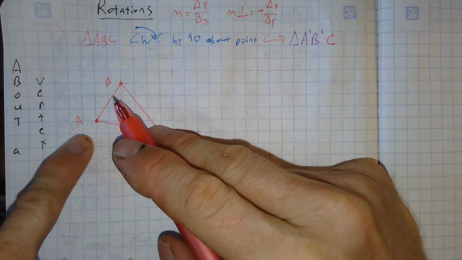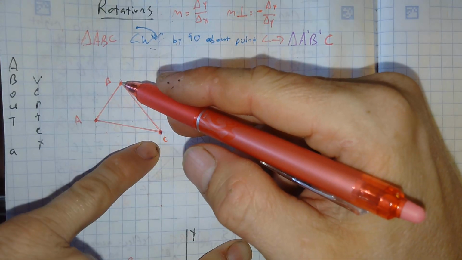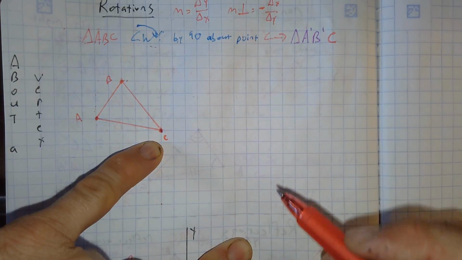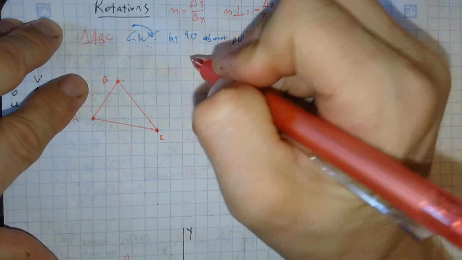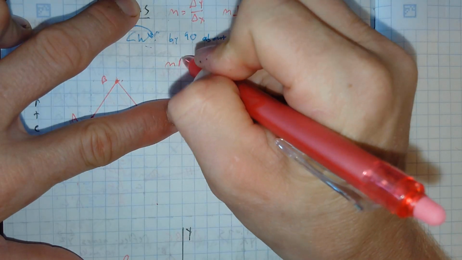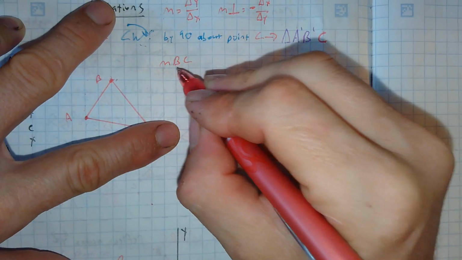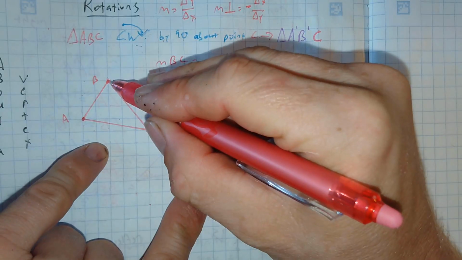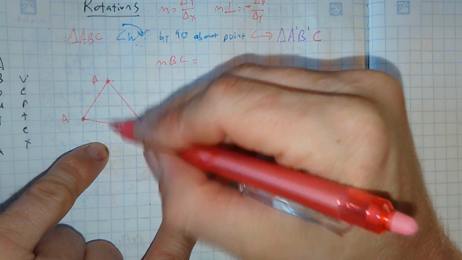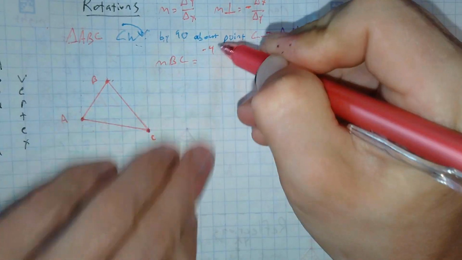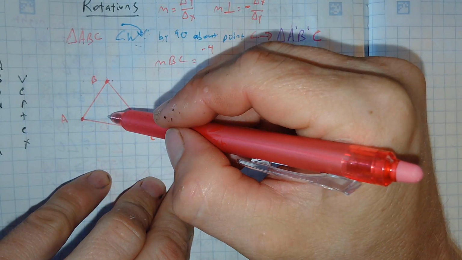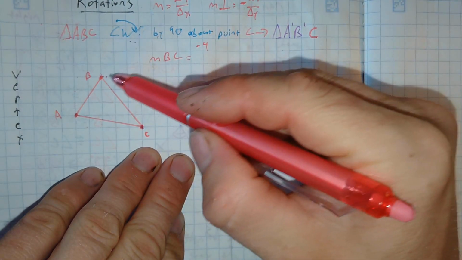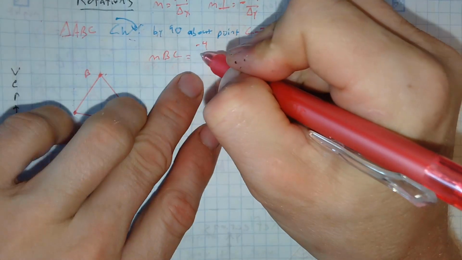I'm going to rotate this clockwise. I want to find a line segment that is perpendicular to line segment BC in that direction. So what is the slope of line BC? Not the measurement, but the slope. This is going to be equal to my change in y, which is 1, 2, 3, 4. It went down, so it's negative 4. And it goes over 1, 2, 3. It goes over 3.